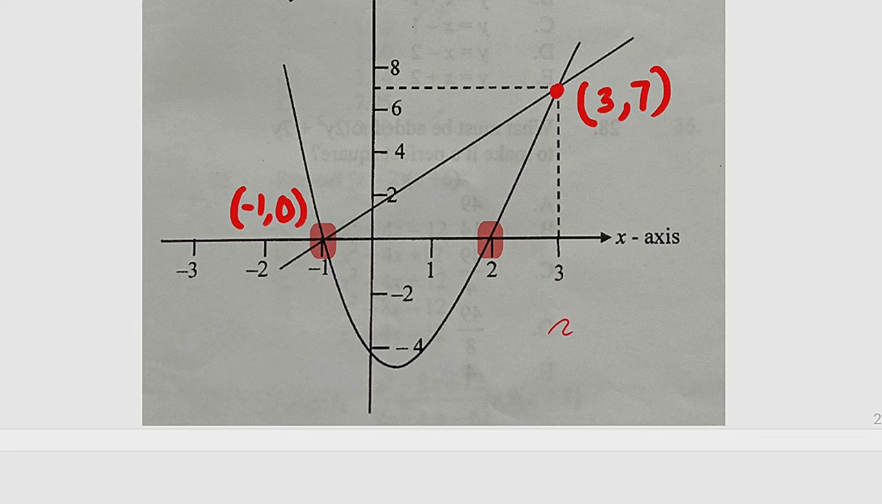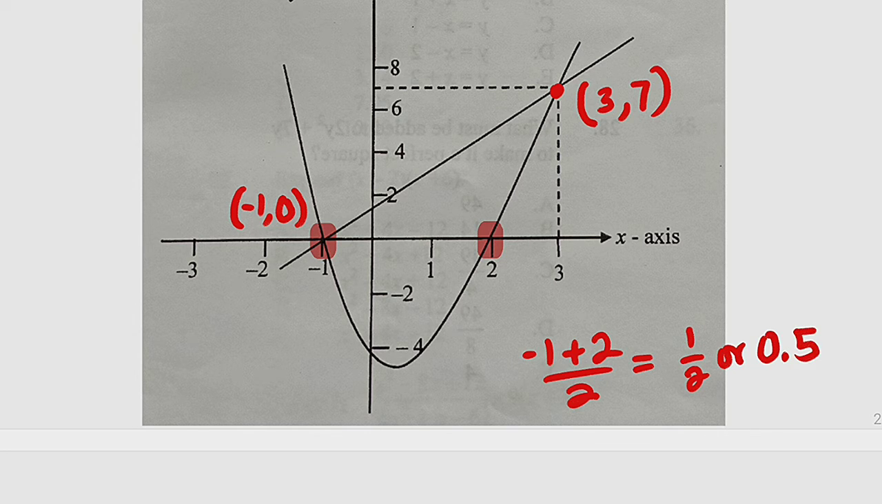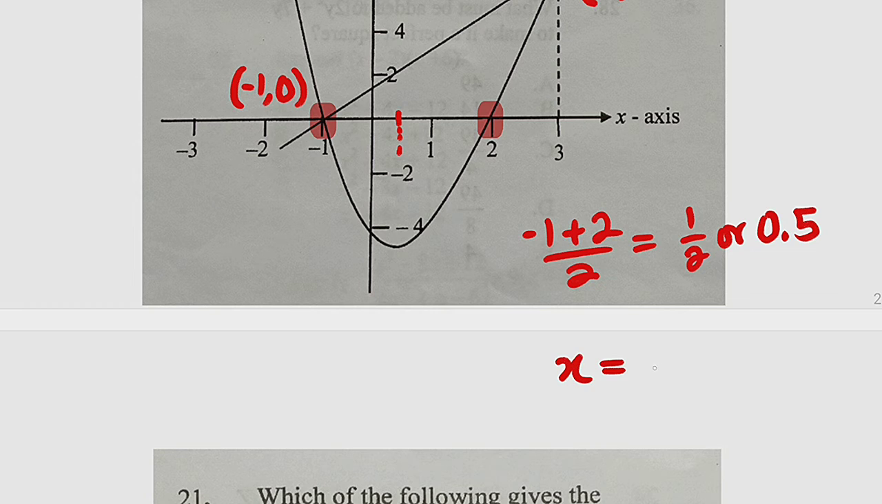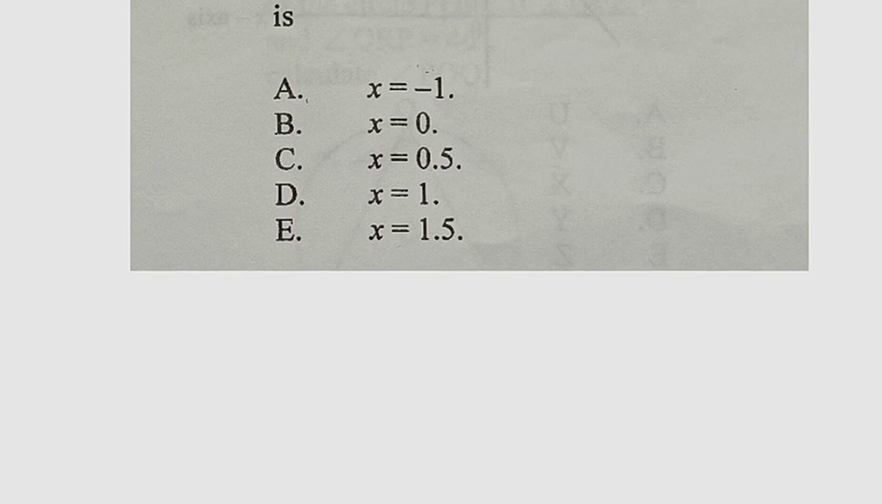So if you add them together, that is -1 plus 2, and you divide by 2, this will be 1/2 or 0.5. So 0.5 or 1/2 is somewhere here. It's a line that divides this curve into 2 equal parts and is a value of x. Therefore, we say that x is equal to 1/2 or 0.5, which is option C. Now question number 23.